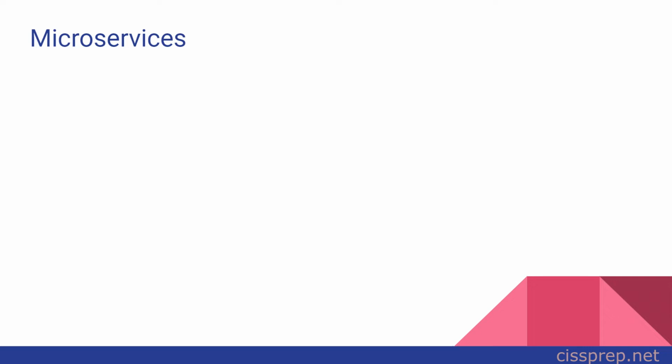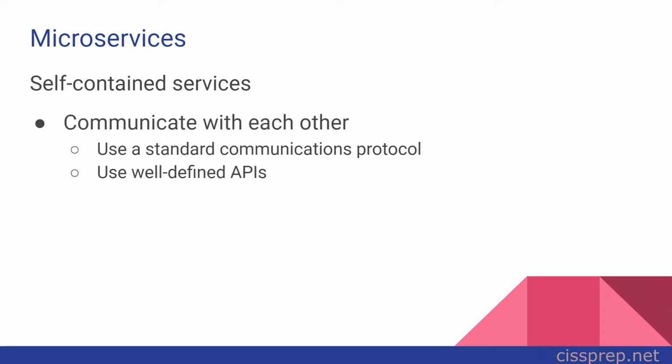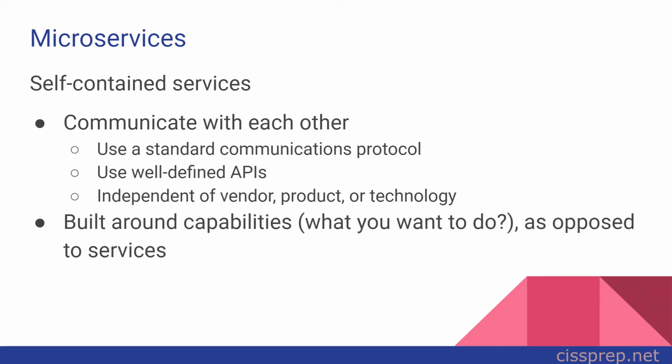Moving on to microservices, these can be thought of as a collection of services that communicate with each other. They use a standard communications protocol. They have well-defined APIs and they're independent of vendor, product, or technology. And microservices are built around capabilities.